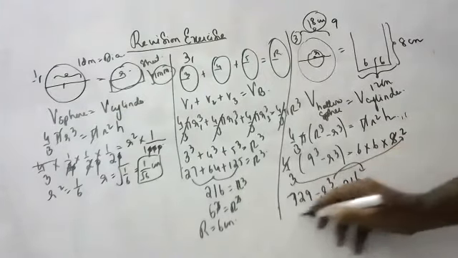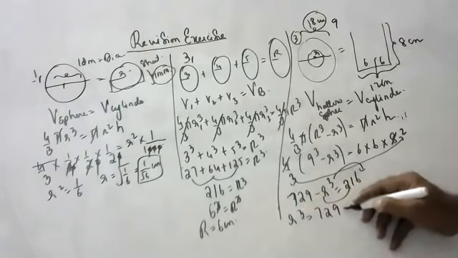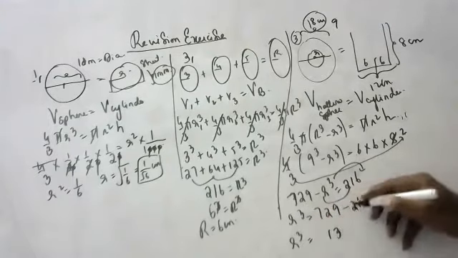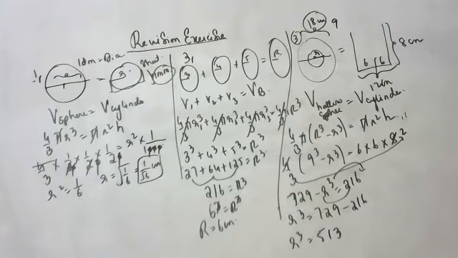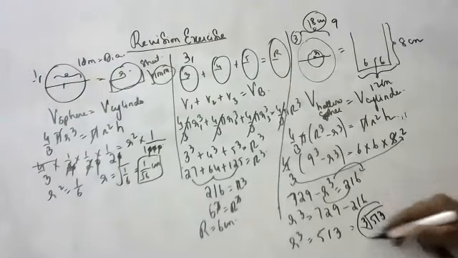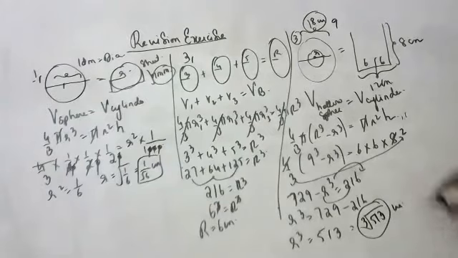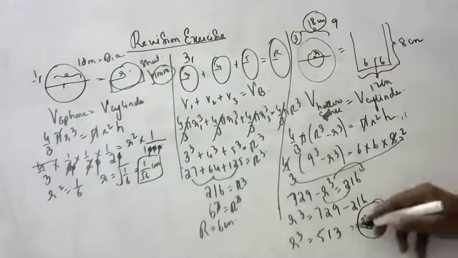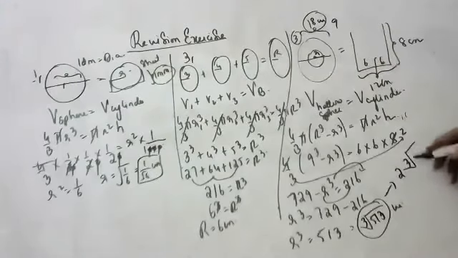This comes here, this goes there. r cube is equal to 729 minus 216, which is 513. It won't divide further, children. So just r cube is 513. What will you write as the answer? Cube root of 513 centimeters is the inner radius. Diameter means 2 into cube root of 513.